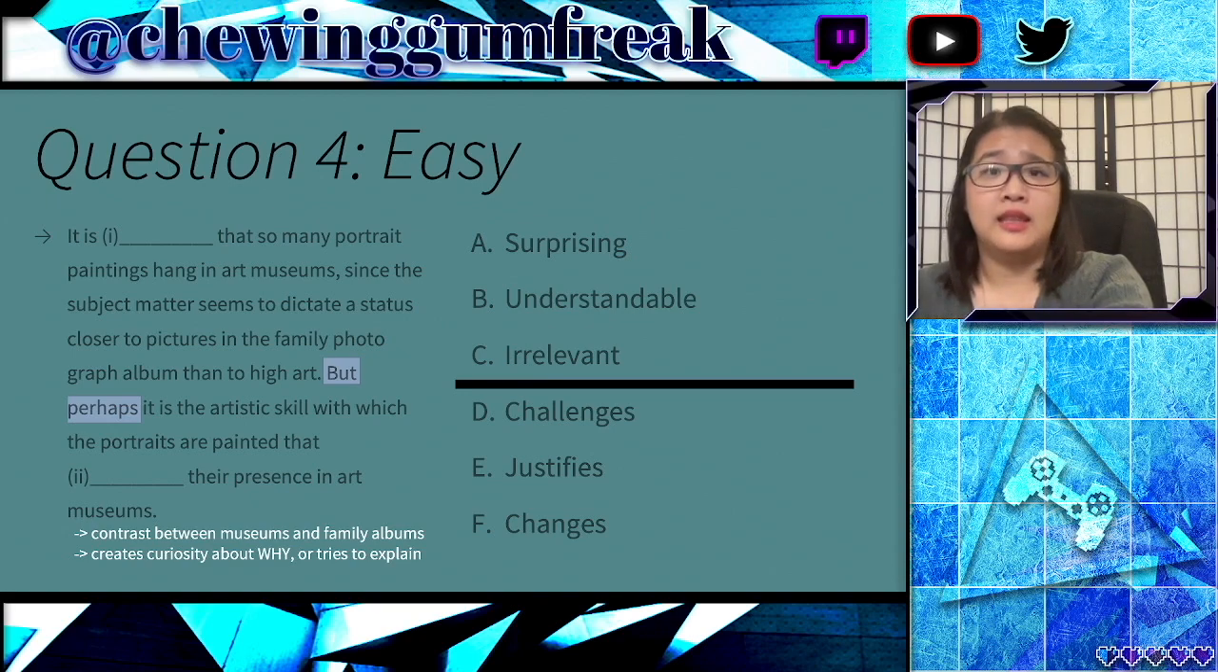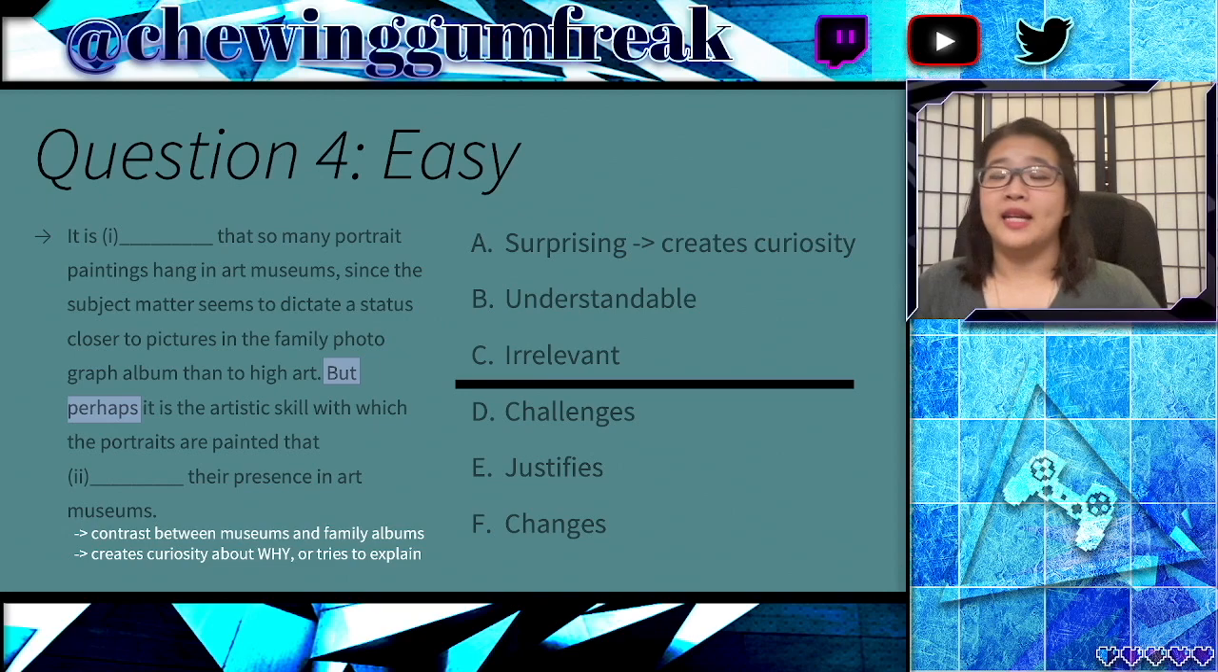As we can see, the correct answer for blank A is surprising because it sort of creates this curiosity. It says, why are these portrait paintings in art museums even though it seems like they shouldn't be? And let's look at the second blank with challenges, justifies, and changes. So let's read the sentence again.